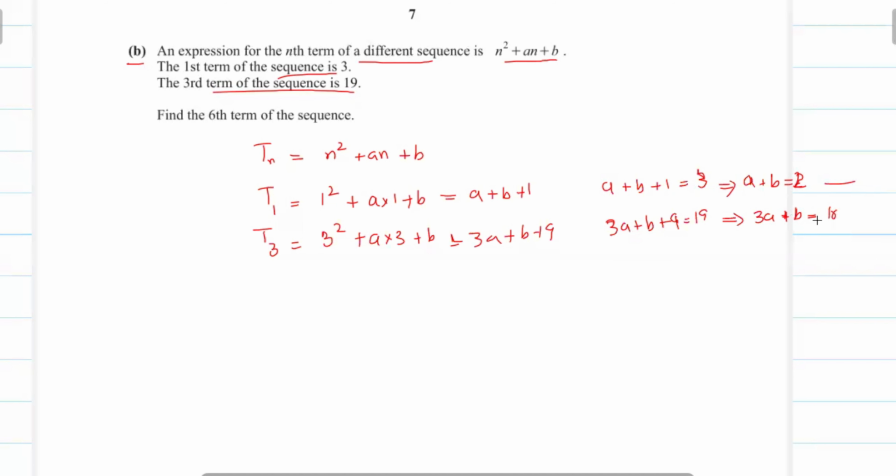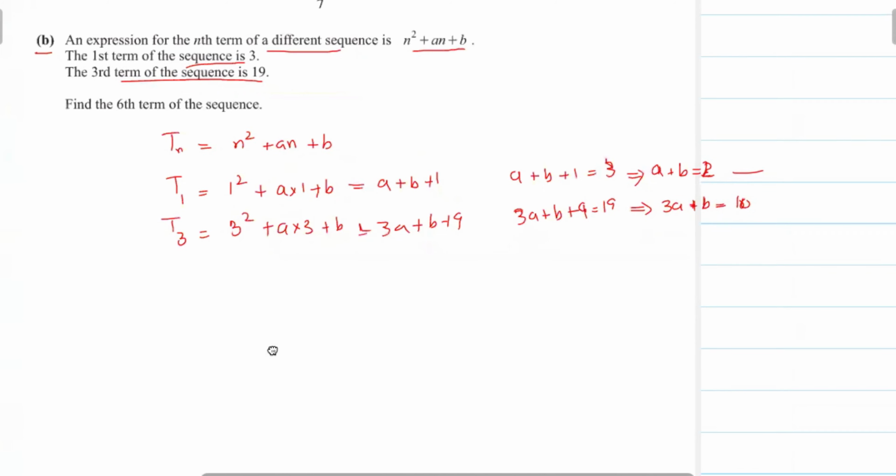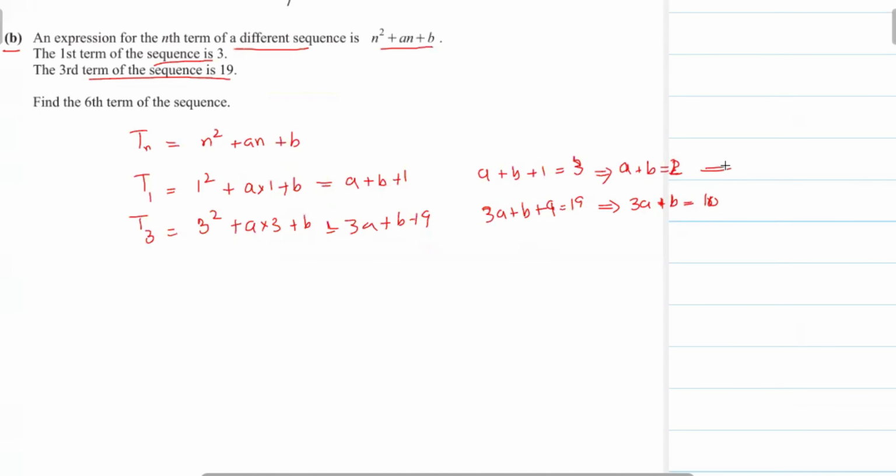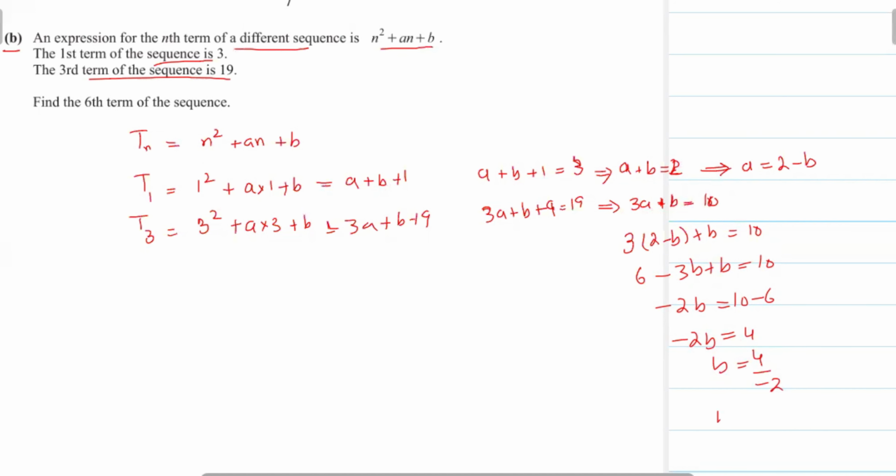Simultaneously solve, we can get the value of a and b. You see here, we can write it as a is equal to 2 minus b, and we put the value in this equation: 3 into 2 minus b plus b equal to 10, and this will be equal to 6 minus 3b plus b equal to 10, and minus 2b equal to 10 minus 6, and this will be equal to minus 2b equal to 4, b will be equal to 4 over minus 2, and b equal to minus 2. We have found the value of b.